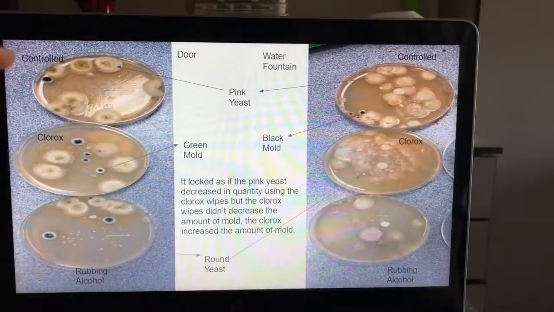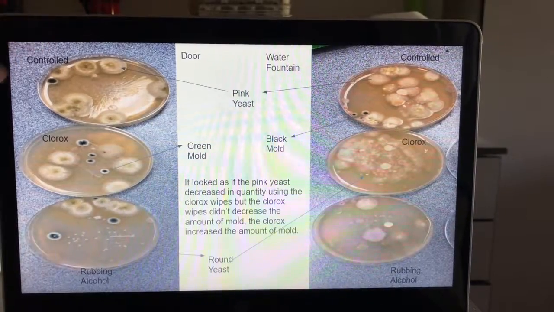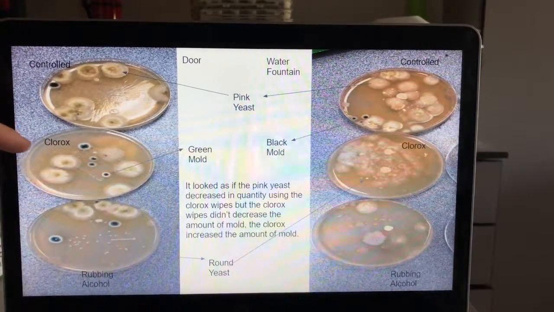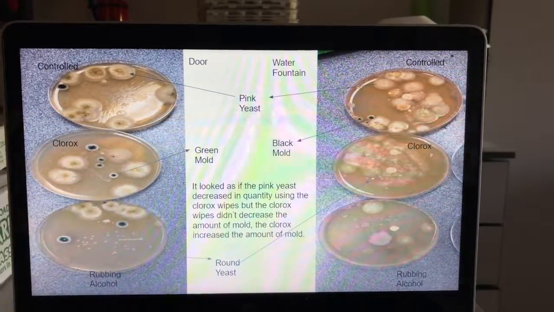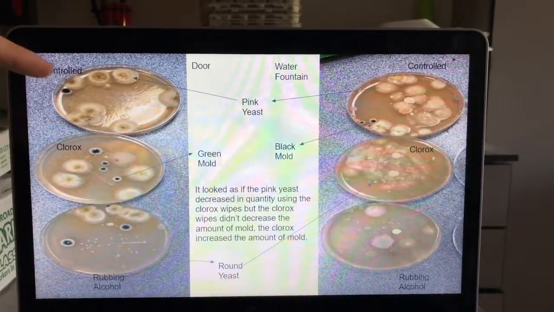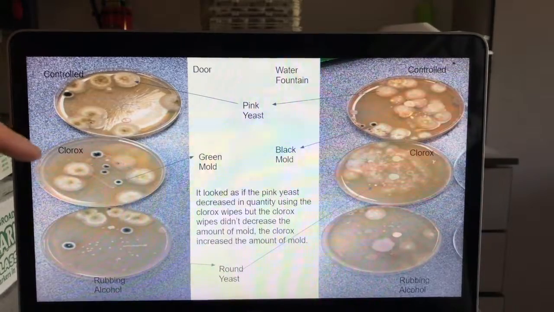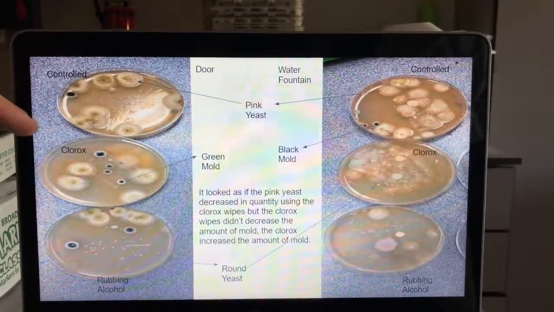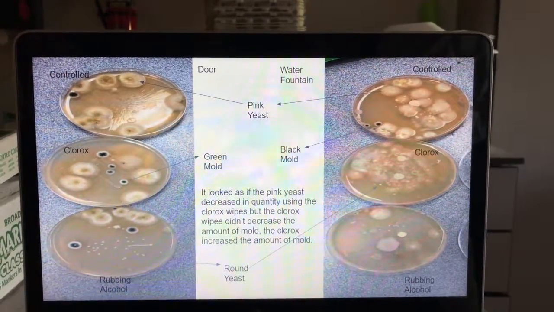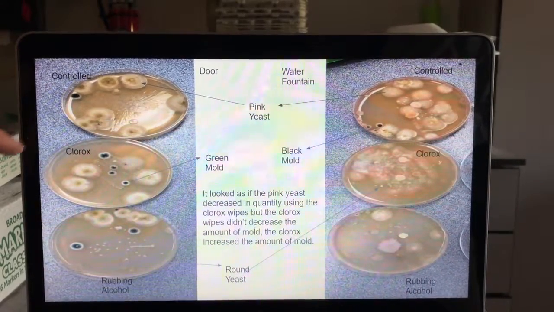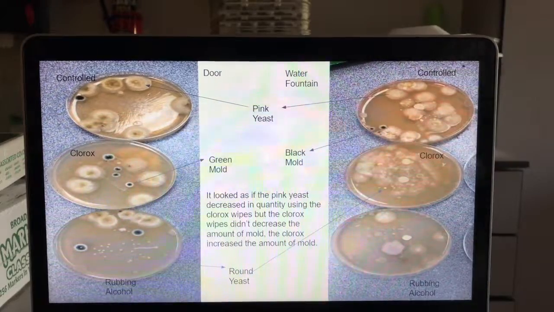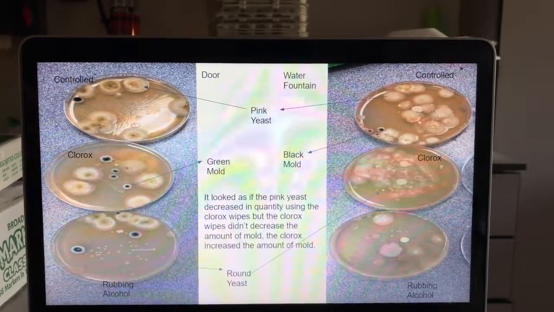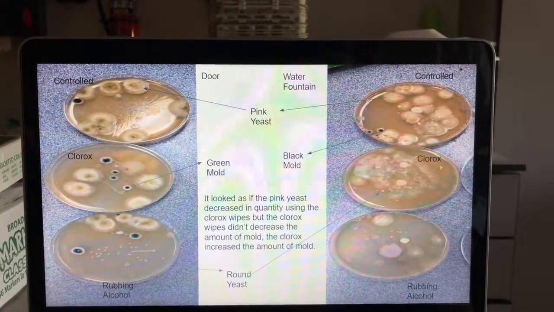On the left, we have our control for the door, and then we have the result after we used our Clorox wipe and then swabbed it, and then after we used rubbing alcohol and swabbed it. And it looks like for the door, when we used Clorox wipes, the green mold that was seen on the control increases, and the pink yeast looks like it decreases, although it's a lot more spread out.